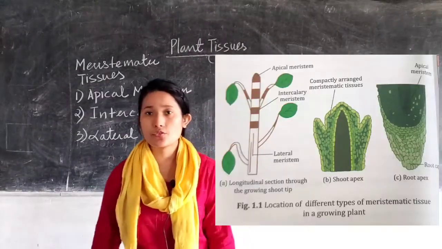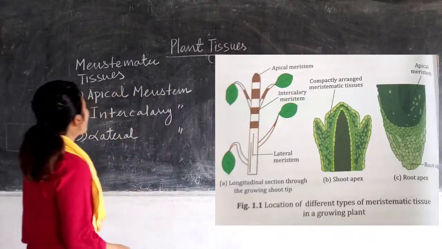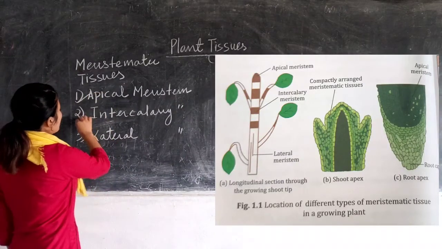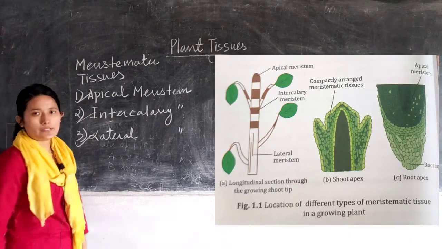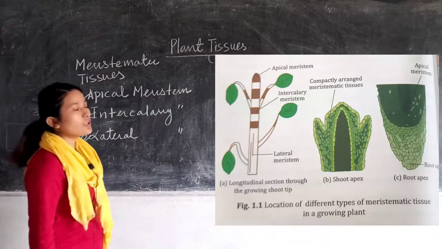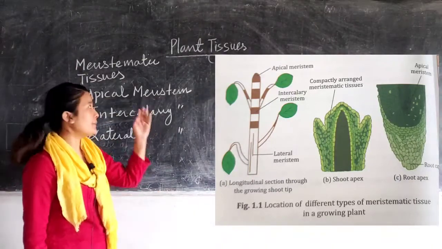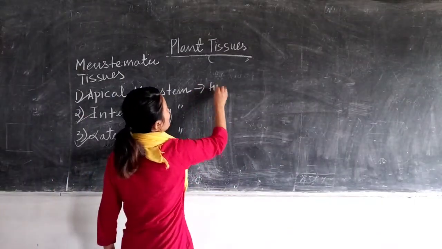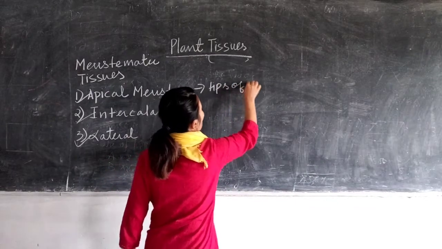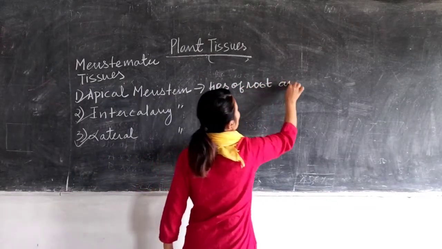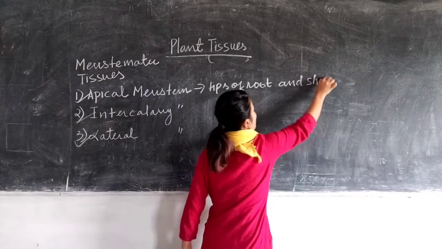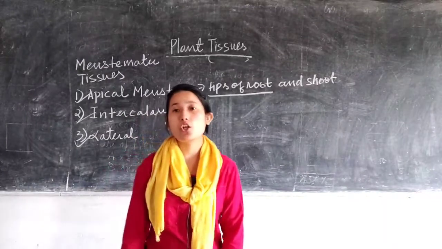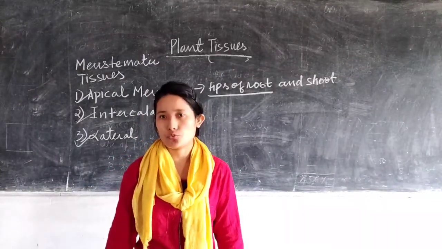First, coming to the types of meristematic tissues. Meristematic tissue can be of 3 types: apical meristem, intercalary meristem and lateral meristem. Now let us go through the location of the apical meristem. Apical meristems are present in the tips of root and shoot, and because of their presence there, they help in the elongation of the root and shoot.